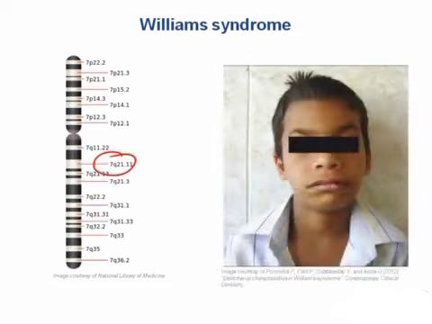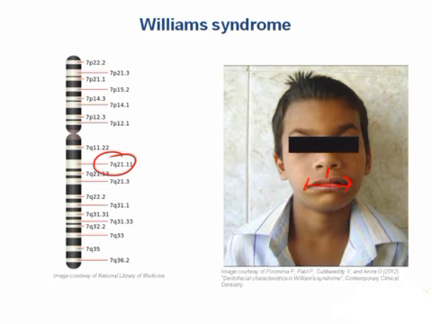Some physical features that often contribute to the diagnosis are a flattened nasal ridge, a long philtrum, which is the fold of skin between the nose and the mouth, and a wide mouth, although these physical symptoms are variable. They're also described as having distinctive elfin facial features, although I guess this depends on what you think an elf looks like.